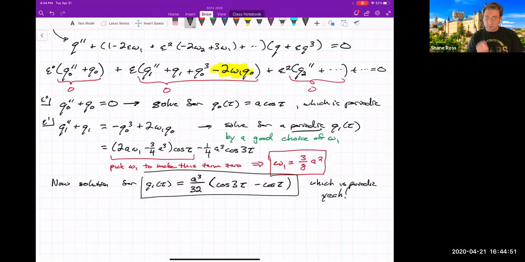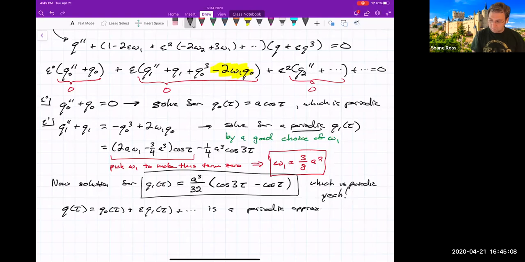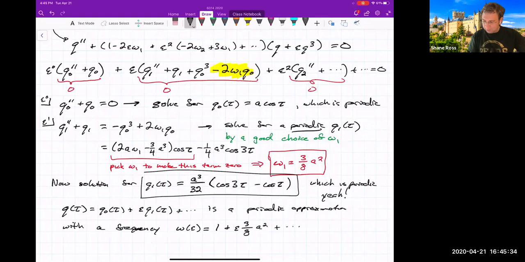Yay. So that means Q tau equals Q0 tau plus epsilon Q1 tau is a periodic approximation. It's an approximation of a periodic solution with a frequency omega epsilon is 1 plus epsilon, and we got to put in what omega 1 is, 3/8 a squared. And in this case, we only went up to epsilon. You could do this up to any order you want.